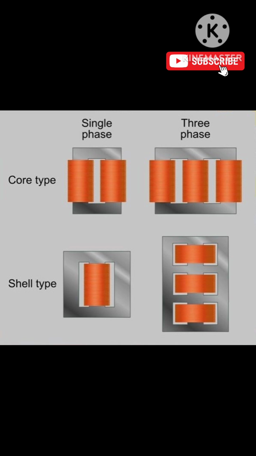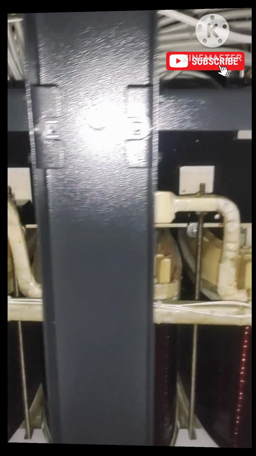Another thing is that the core type is more compact and smaller in size compared to shell type transformers. That's why winding protection is safer in the shell type than in the core type transformers. That's why we mostly use shell type transformers.